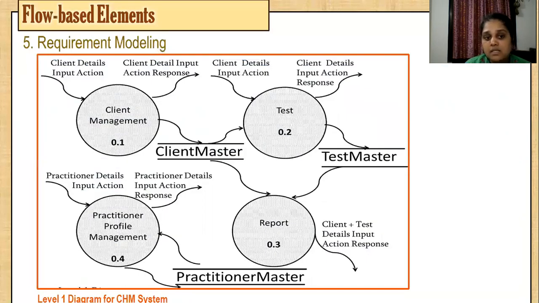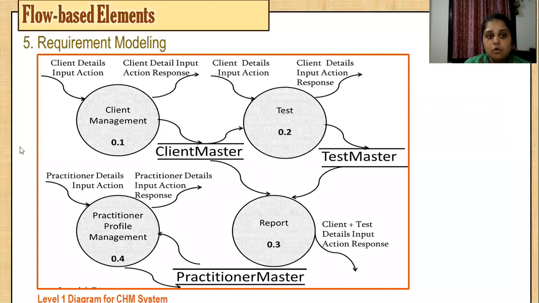So we are naming these bubbles as 0.1, 0.2, 0.3 and 0.4. You can name them in any order, but it has to be 0.1, 0.2, 0.3 and 0.4. So I am showing a total of 4 different features at level 1, which is one level down from the context level.